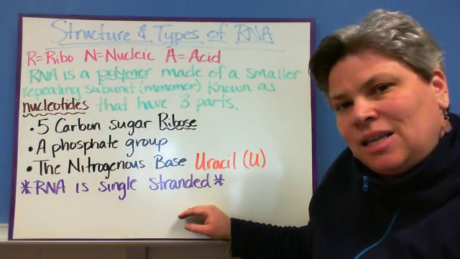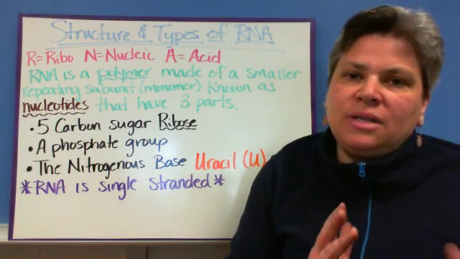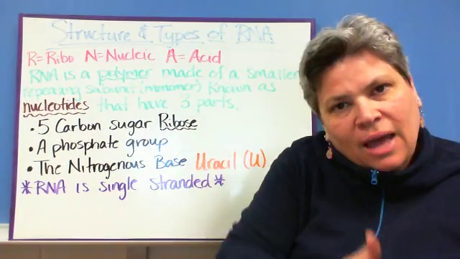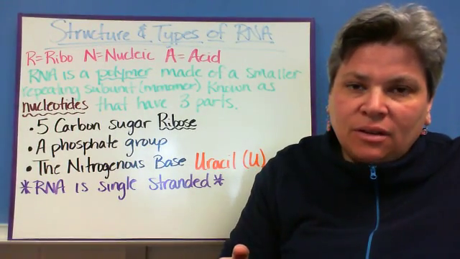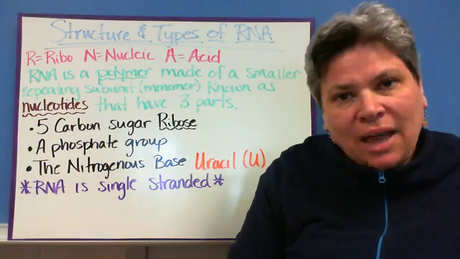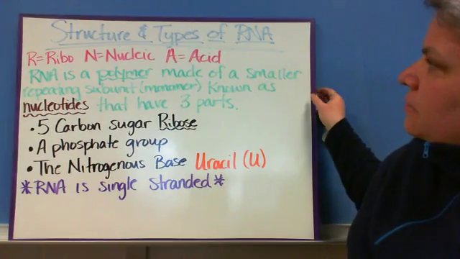RNA is a single-stranded molecule. So instead of that ladder that we had for DNA, imagine cutting the ladder in half and only being left with half of that ladder. That half of ladder that you're left with is a molecule of RNA. It is single-stranded.